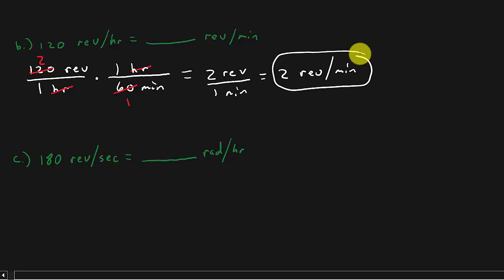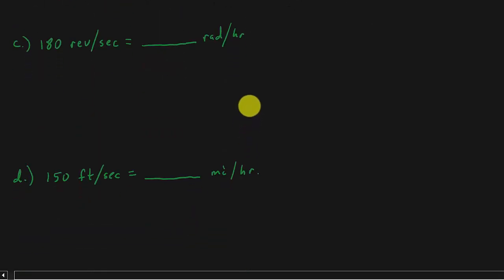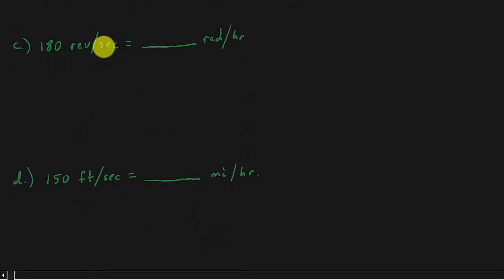All right. So those first two were pretty easy. So let's look at this one. In this one, it looks like they both have to change: revolutions per second to radians per hour. So I've got 180 revolutions per 1 second. I need to get revolutions out of the numerator and seconds out of the denominator. So let's just work on them one at a time.